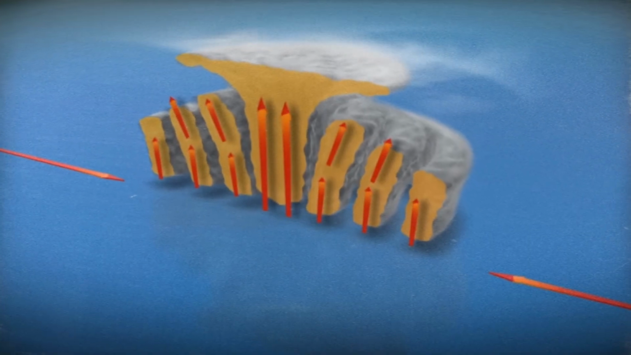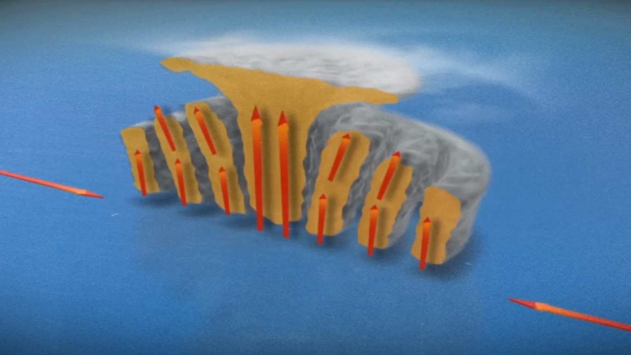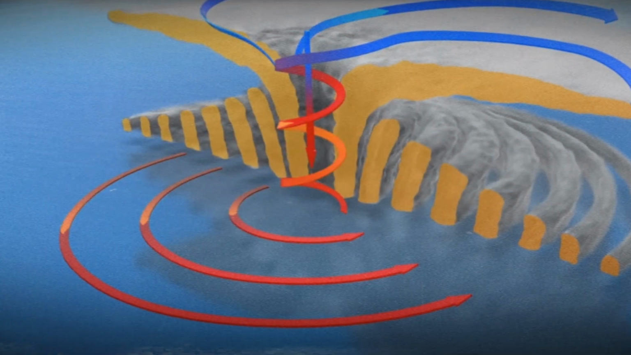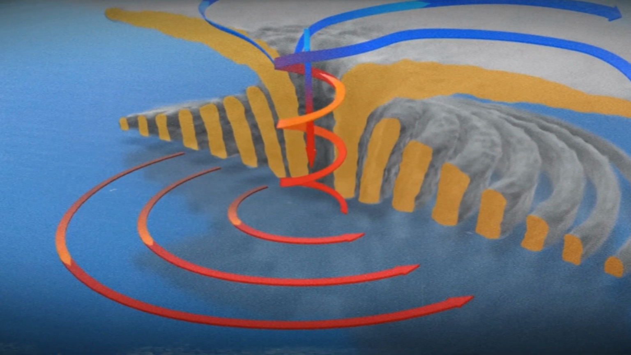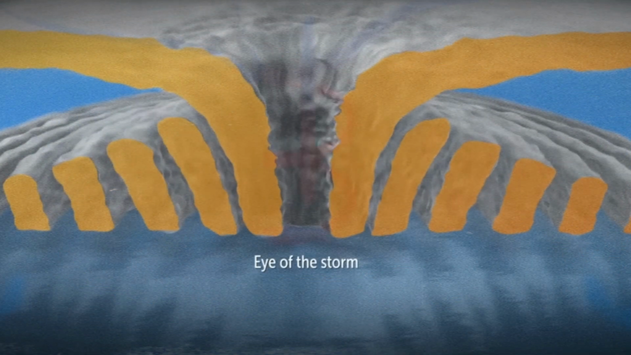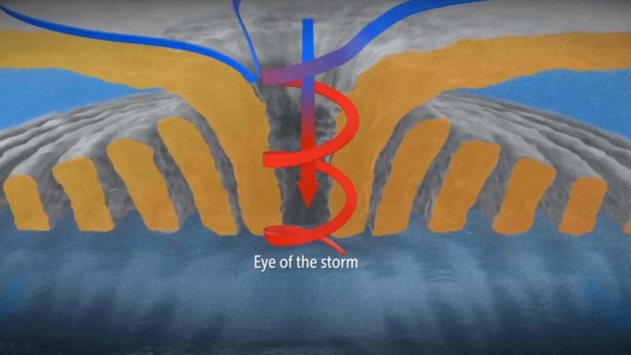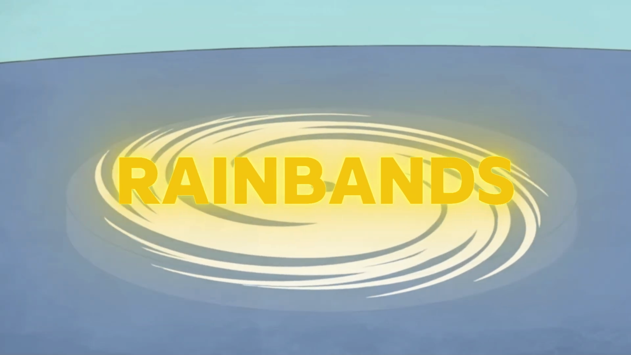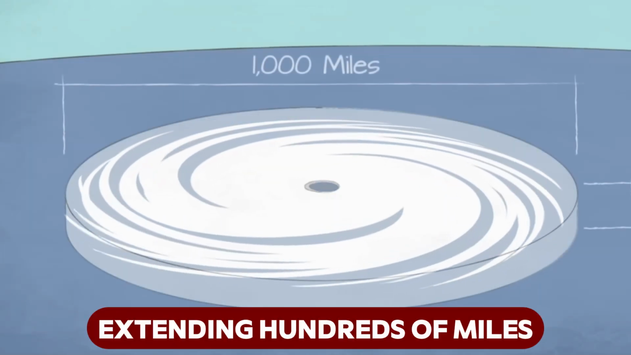As warm air rises from the ocean, cooler air rushes in to fill the void, creating the characteristic spinning pattern of a hurricane. This spinning air creates an area of low pressure at the center, known as the eye of the hurricane. The eye is deceptively calm, while the eye wall, the area surrounding the eye, is where the storm's strongest winds and heaviest rains occur. Surrounding this are the outer rain bands, extending hundreds of miles from the storm's center.